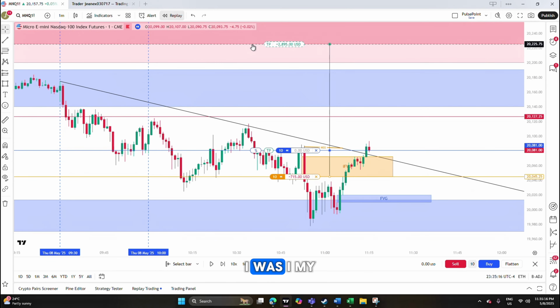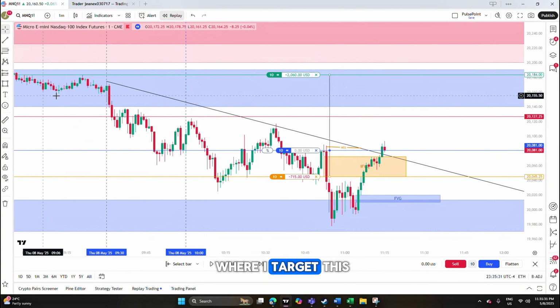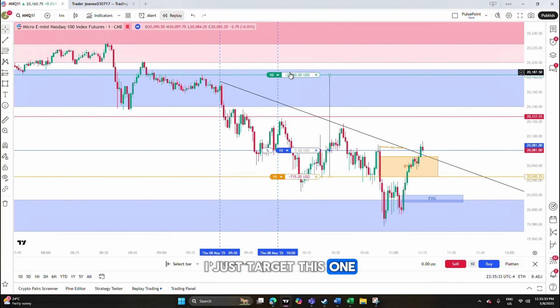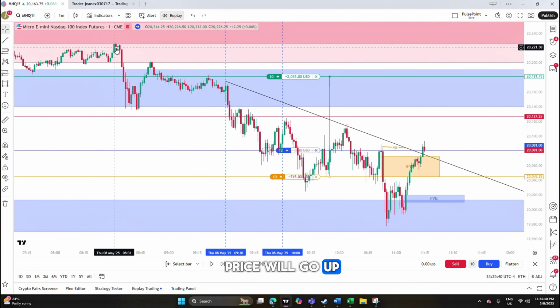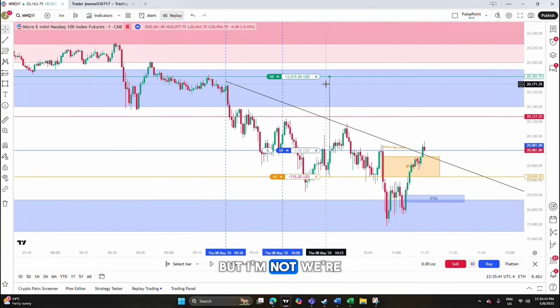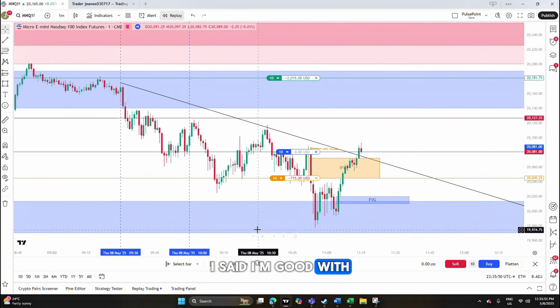Actually, my plan was to target a higher level, but I decided to just target this one. I know the price will go up and break this, but we're not 100% sure. The safe take profit for me was here, and I said this is 2000. I said I'm good with that.